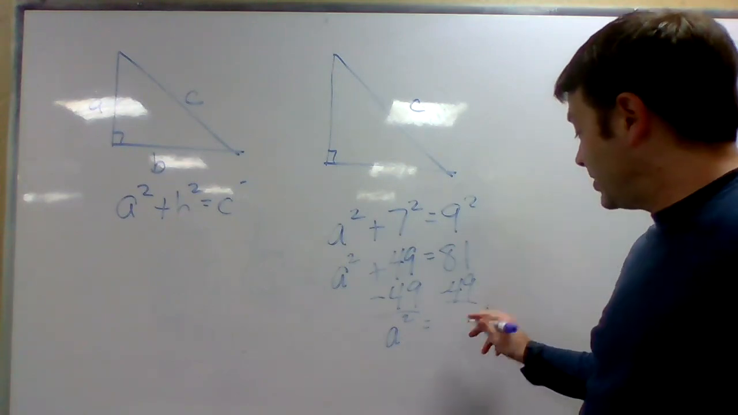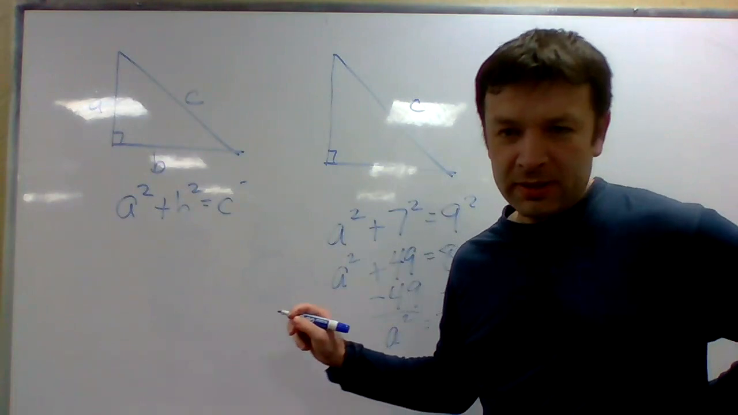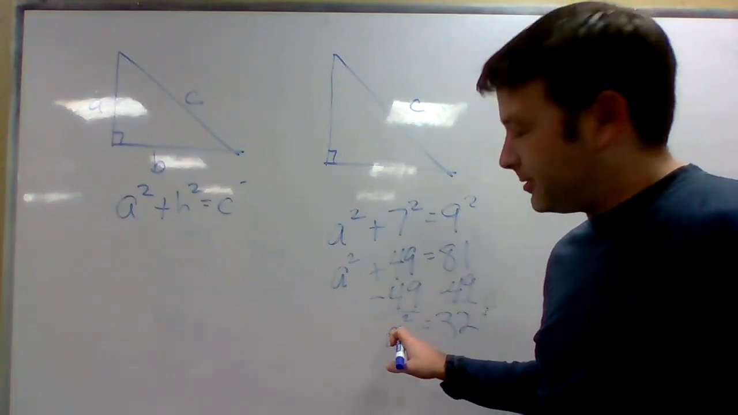81 minus 49 is 32. I just realized I don't have a calculator handy. Might need that later.